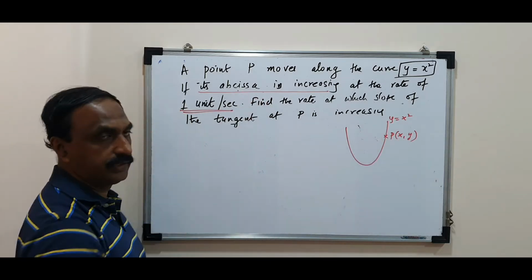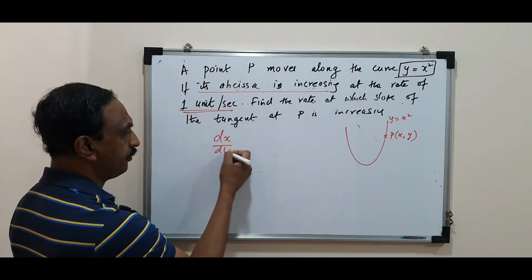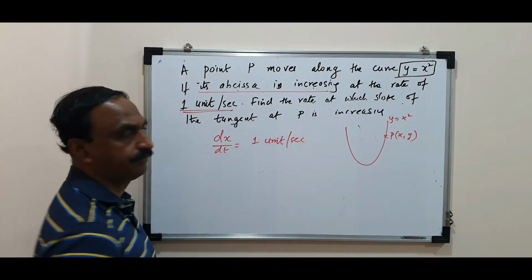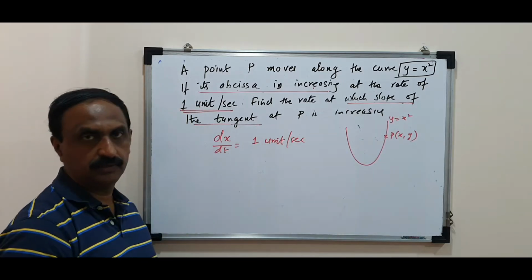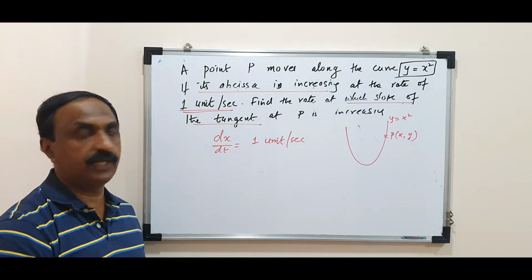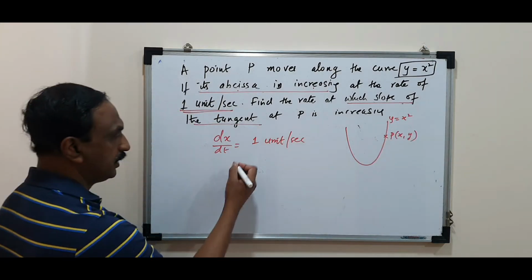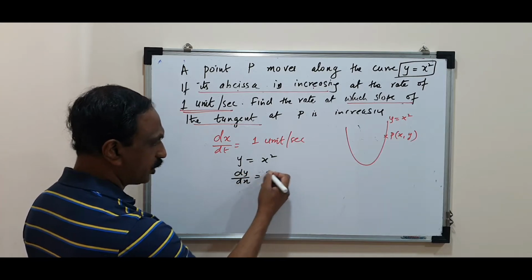Abscissa means x coordinate. The x coordinate is increasing, which means dx by dt is 1 unit per second, positive. Then find the rate at which the slope of the tangent is changing. We remember the slope of the tangent is nothing but dy by dx. So if I differentiate, I'll get the slope here. y is x square, so dy by dx is 2x.